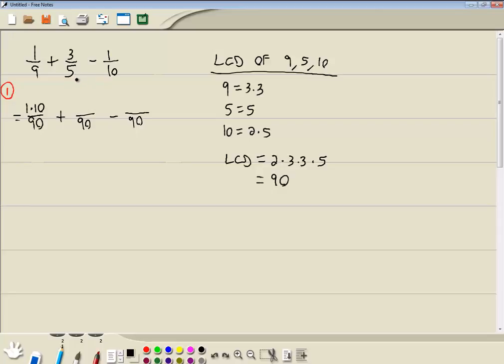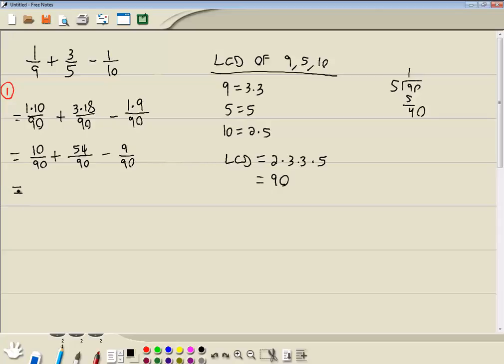On our second fraction here, we ask ourselves what do we multiply times the 5 to give us 90? I guess that was 18. Yeah, 18. So we multiply the top part by 18. And then our fraction over here, we multiply the bottom part by 9, so we have to multiply the top part by 9. So that's going to give us 10 over 90 plus 54 over 90 minus 9 over 90.